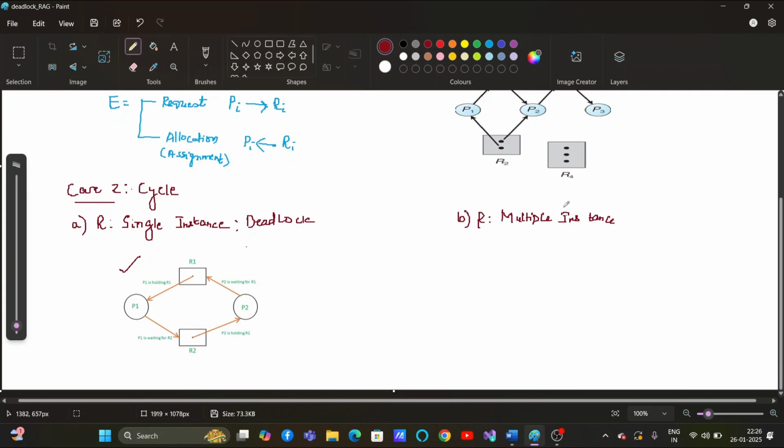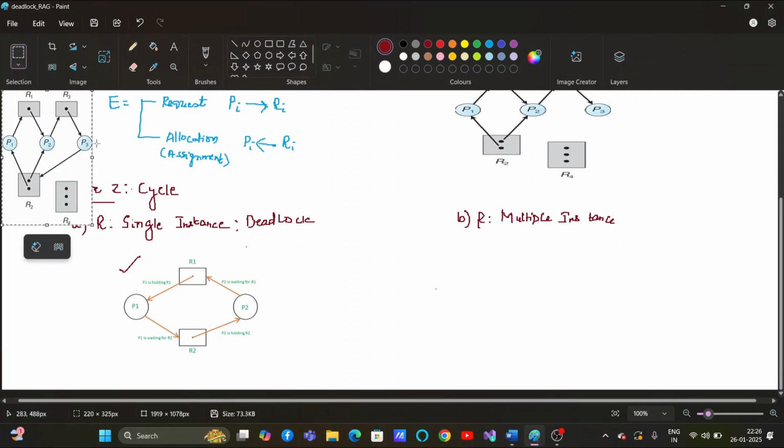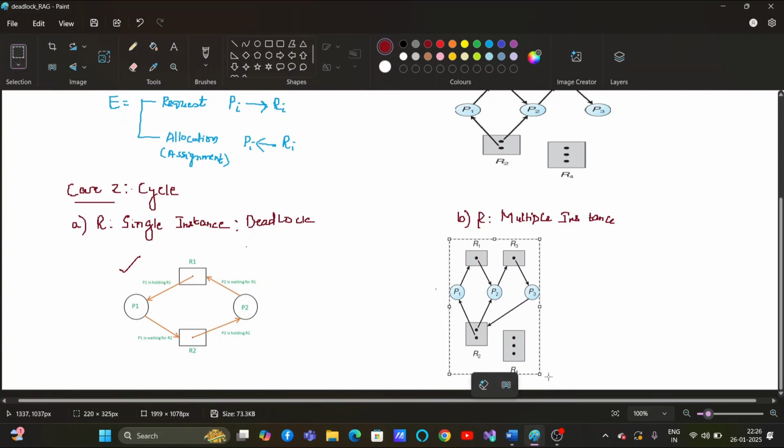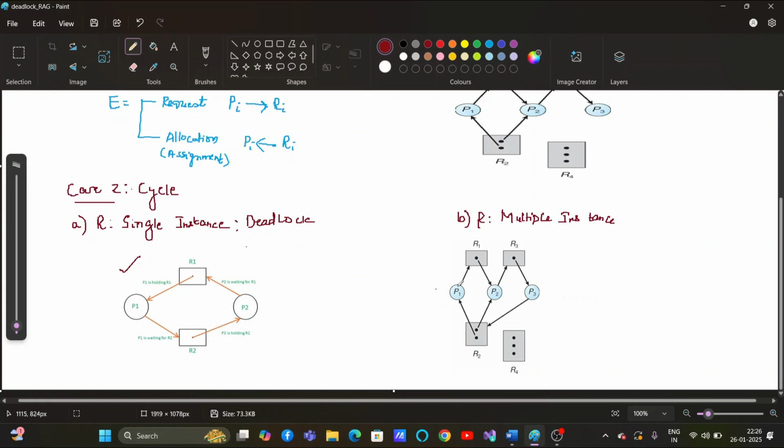But if the resources are of multiple instances, then it may or may not lead to deadlock. How will that be? Take this example. In this first case there is a cycle. Observe how there is a cycle: from P1 to R1, then P2, R3, P3. So there is a cycle formed here.